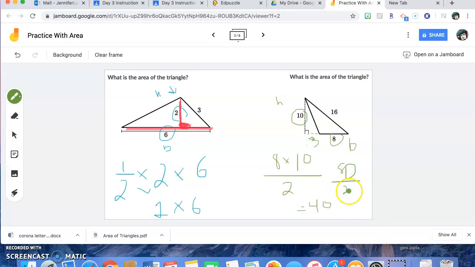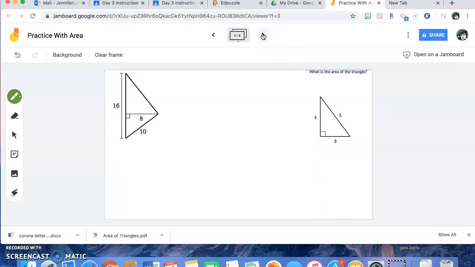So you could divide by 2 in the end, or you could take half of one of the numbers first, whichever you prefer. And we know we can do that because timesing by half is the same thing as dividing by 2, and we know the order of multiplication doesn't matter.